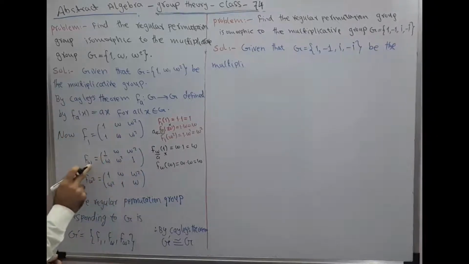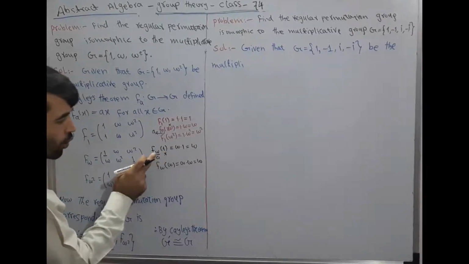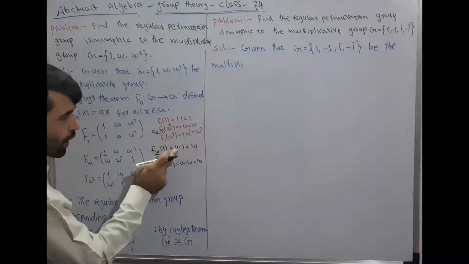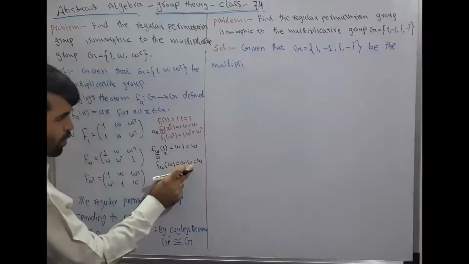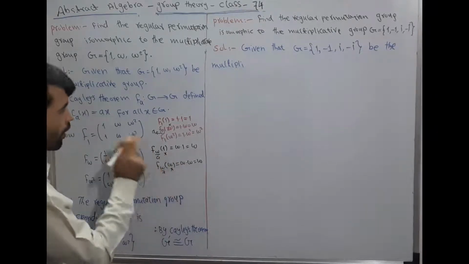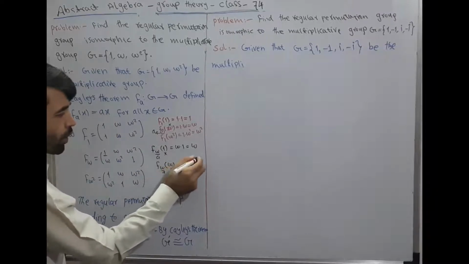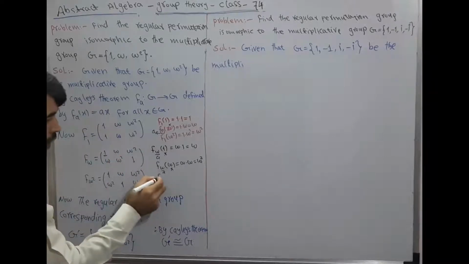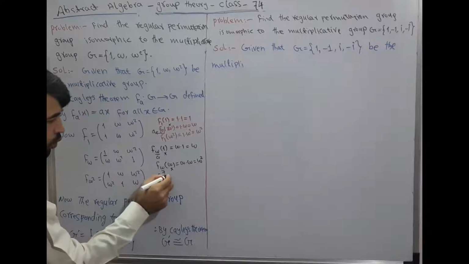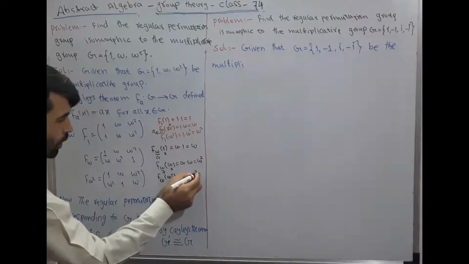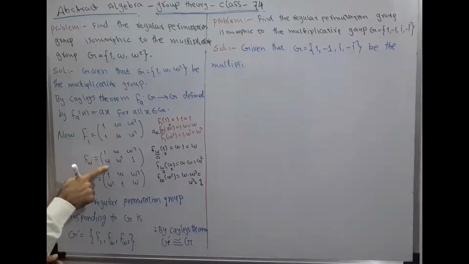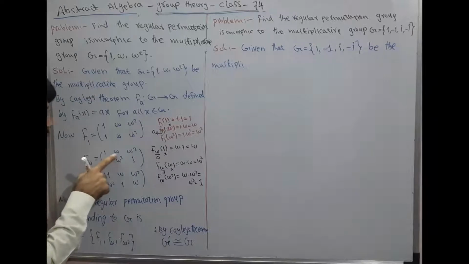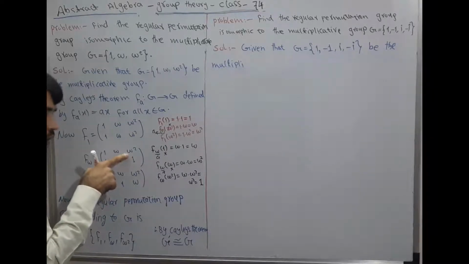Now f_omega(1): here omega is a and 1 is x. Therefore f_omega(1) = omega into 1 = omega. f_omega(omega) = omega into omega, a into x according to the definition, omega into omega = omega square. f_omega(omega square) = omega into omega square = omega cubed = 1. Therefore we find f_omega(1) = omega, f_omega(omega) = omega square, f_omega(omega square) = 1.